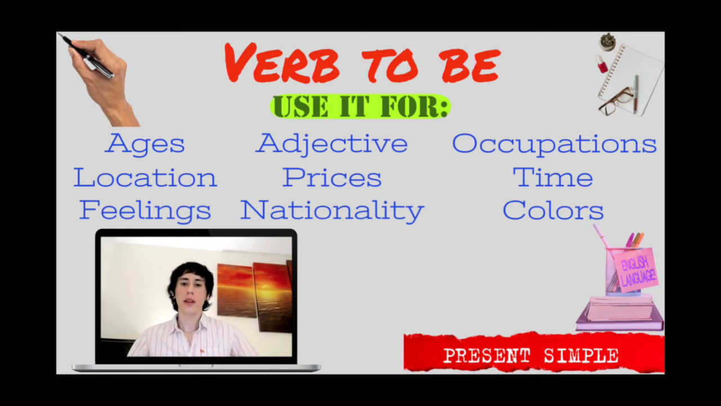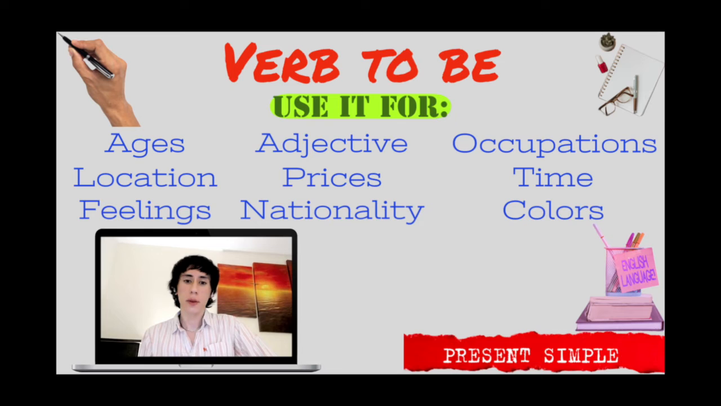For example, it is 3 o'clock, or it is 7:16 right now, or it is 5 p.m. We use the verb to be for feelings. For example, I am sad, you are hungry, you are tired, they are upset.